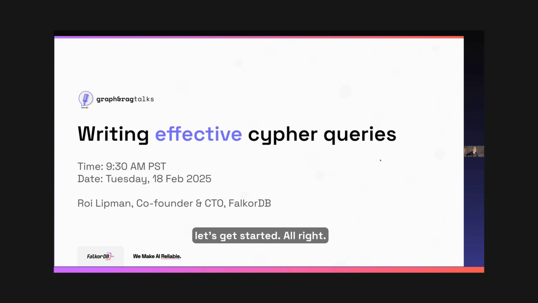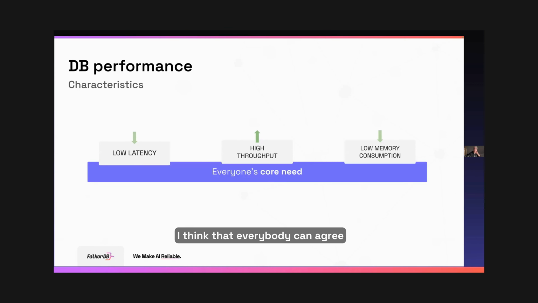So let's get started. All right, I think that everybody can agree on what we want from our database, and it can be a graph database or a relational one or a document store, everybody is trying to get their queries to run as fast as they can, low latency. They want to process as many queries as they can, high throughput. And usually we want this all to work nicely with a low memory footprint. And this is challenging, both in terms of the database author, but also from the perspective of the user. And this is where query optimization kicks in.